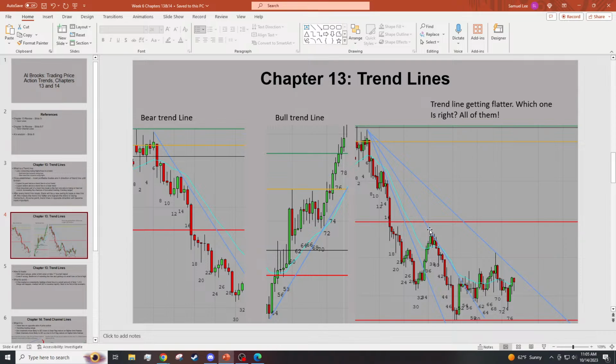All the swing highs are being broken. Not all the swing highs, but all the swings at the trend line are being broken, and the trend is getting flatter and flatter and flatter. So you have an increasing likelihood of a trading range, which towards the end of the day we kind of got.